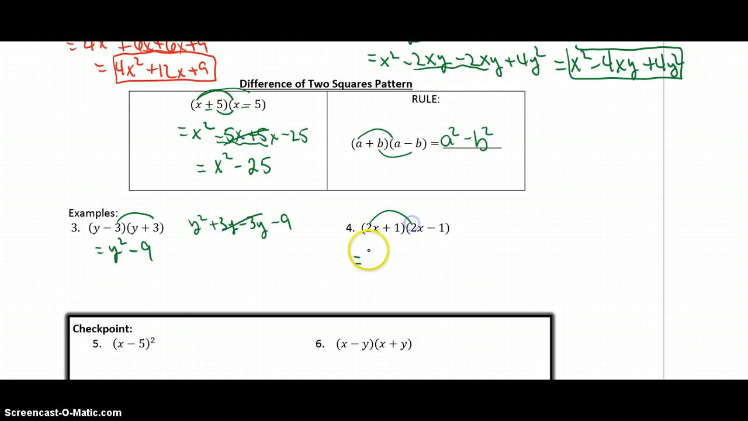For this one, 2 times 2 is 4, and x times x is x squared. The two middle terms are going to cancel. They would have been negative 2x and positive 2x. But you'll get 0, and 1 times negative 1 is negative 1. So you see how it's a difference. 4 is a perfect square, then x squared is a perfect square, and 1 is a perfect square because the square root of 1 is just 1.